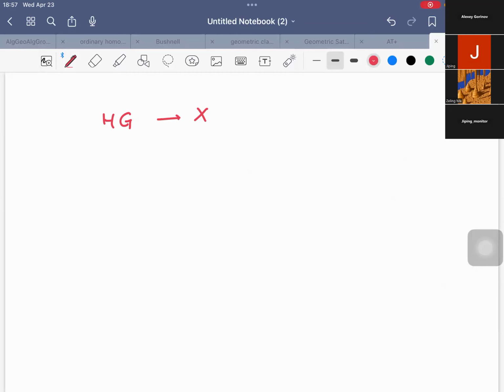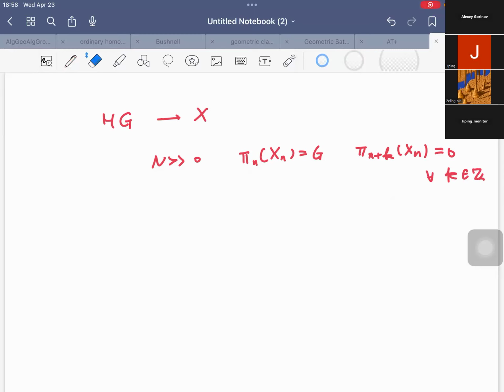Yes, I think there is some answer online. They said if X is representing an ordinary cohomology theory, then you will find, for large enough n, pi n xn equal to g and pi n plus k xn equal to 0 for any k in Z. Is this right?